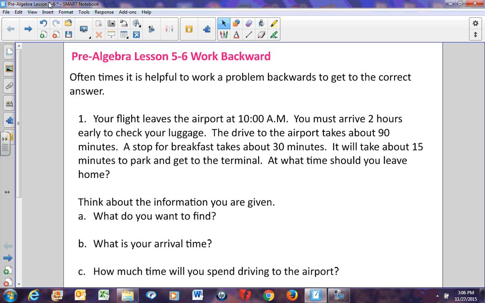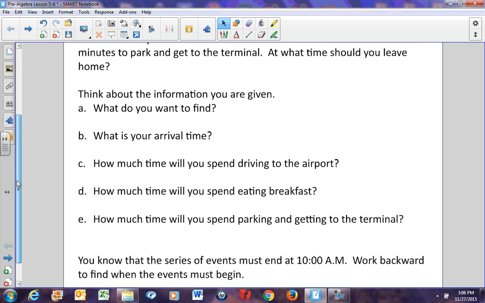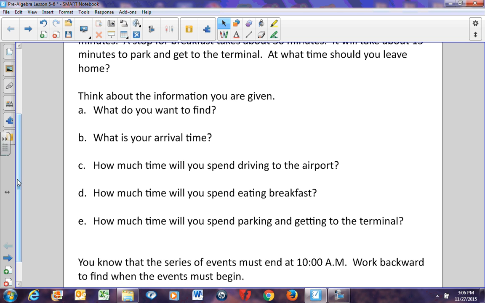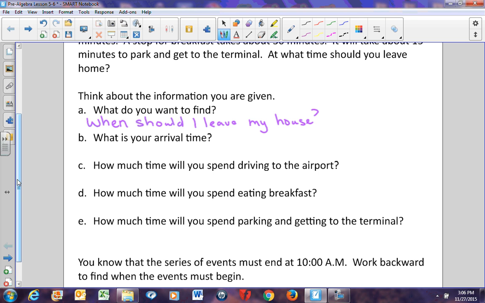Well, let's think about the information that we're given. What do we need to find? Well, we obviously need to find when should I leave my house. Okay? So that's our first thing. Second question, what is my arrival time? Well, if my flight leaves at 10, and I have to be there 2 hours early to check my baggage, the very latest that my arrival time should be at the airport should be 8 a.m.